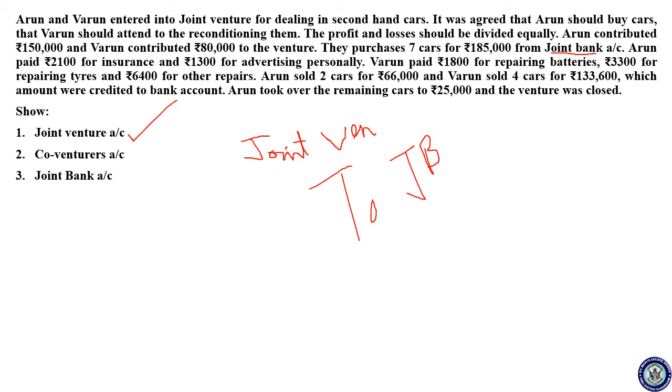So it is recorded once in the joint venture, and the second posting is in the joint bank account. You have to post it twice, once in the joint venture and another one here in the joint bank account.